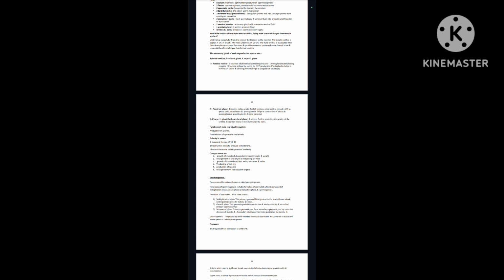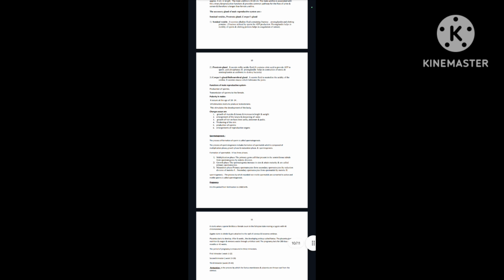It stimulates the development of the body. These are the changes that occur at the age of 10 to 14: growth of muscle and bone and increase in height and weight, enlargement of the larynx and deepening of the voice, growth of hair on the face, chest, axilla, abdomen, and pubis, thickening of the skin, production of sperm, enlargement of the reproductive organs.